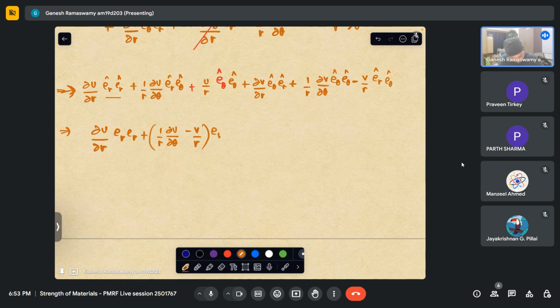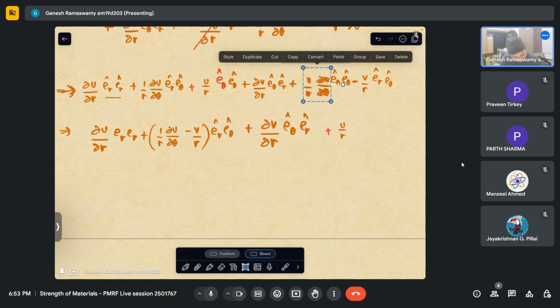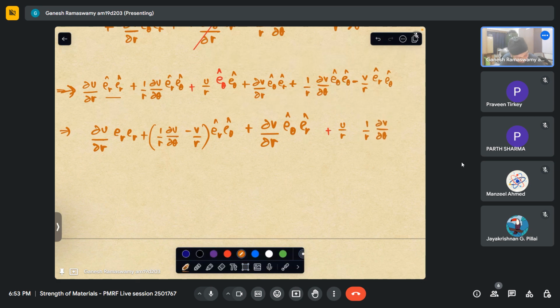So two are done. Next is e_θ e_r. e_r e_θ we have done. e_θ e_r we have to do. There is only one term again. So this will be plus ∂v/∂r e_θ e_r. And then I have the last term where there is e_θ e_θ. So I can see that there are again two terms there. So let me group them together. So I have plus u by r and I have this quantity as an addition here. This is e_θ e_θ.